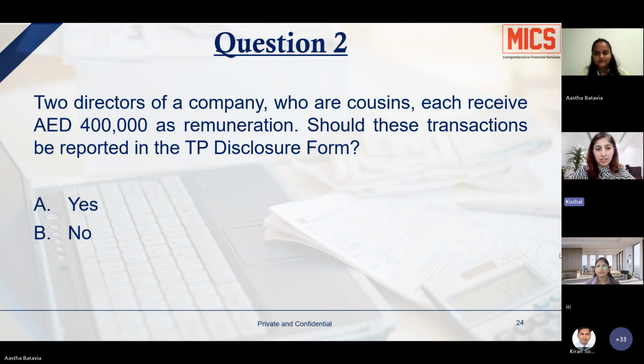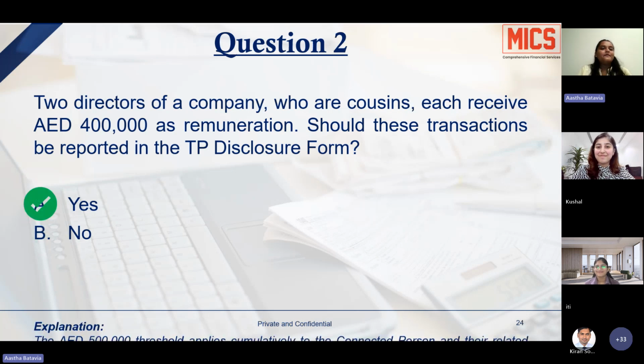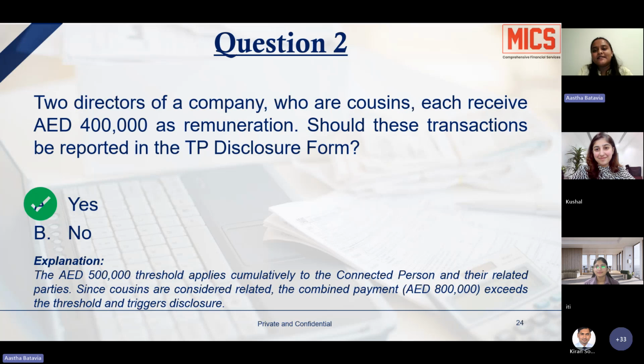Majority answers are B. No, this is not the case. The correct answer is yes. I'll tell you why. We have to see the limit per person together with its related party.